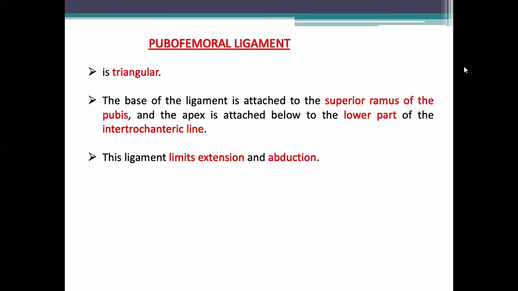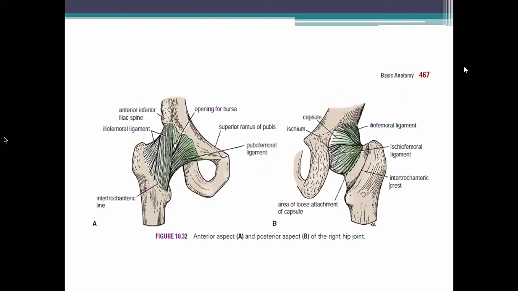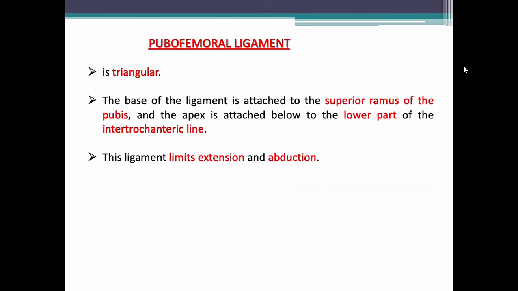Another ligament is the pubofemoral ligament, from the superior ramus of the pubis to the lower part of the intertrochanteric line. The pubofemoral ligament is triangular. The base of the ligament is attached to the superior ramus of the pubis, and the apex is attached below to the lower part of the intertrochanteric line. This ligament limits extension and abduction.